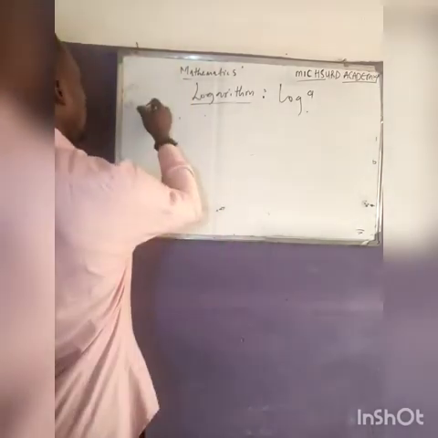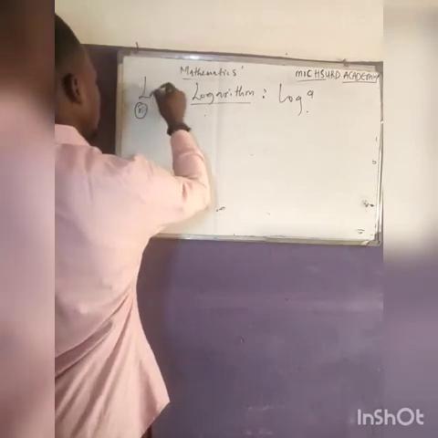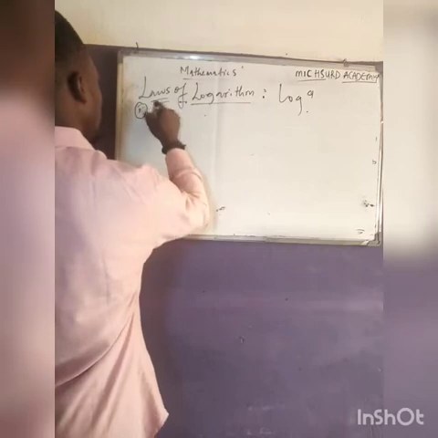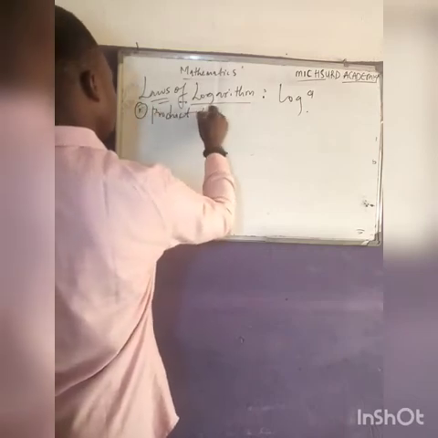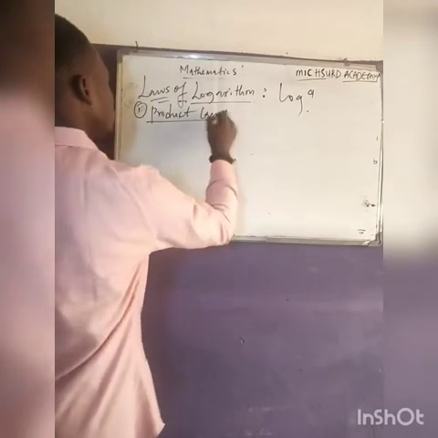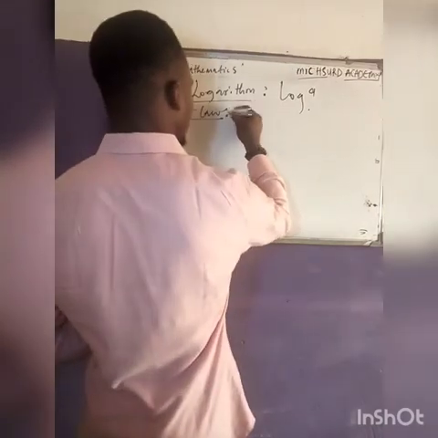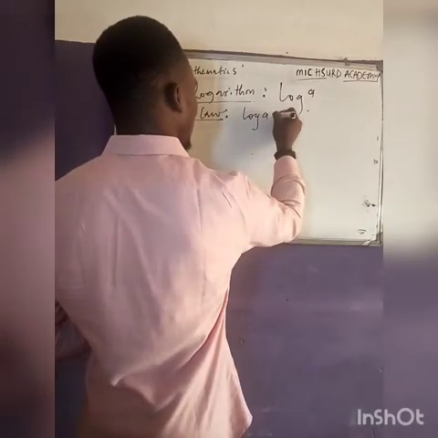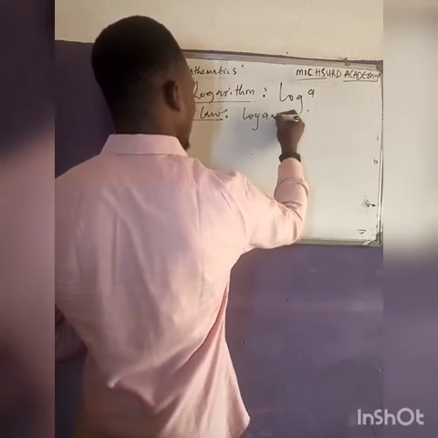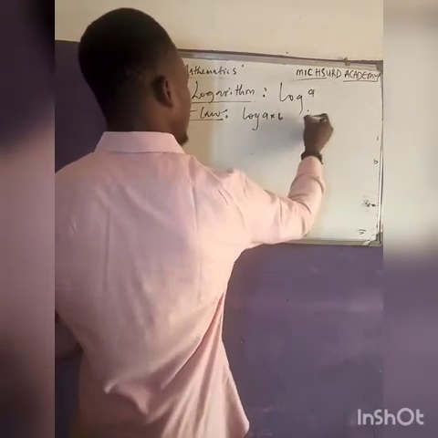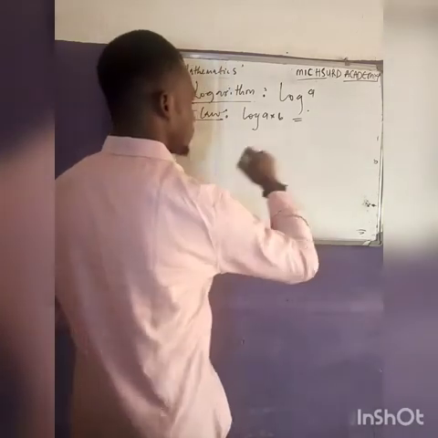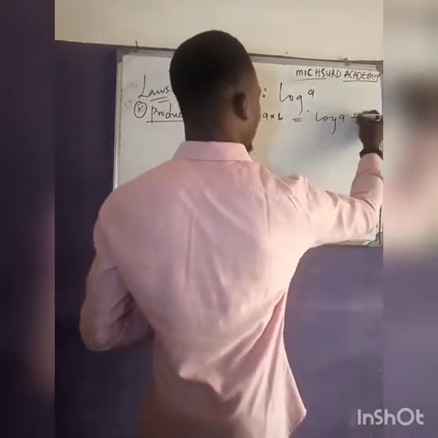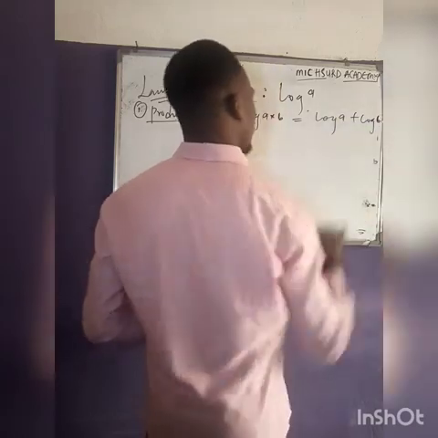So number one law we are going to look at. Let's write the laws of logarithm. Number one is the product law. The product law says if we have log a times b, then this will be equal to log a plus log b.